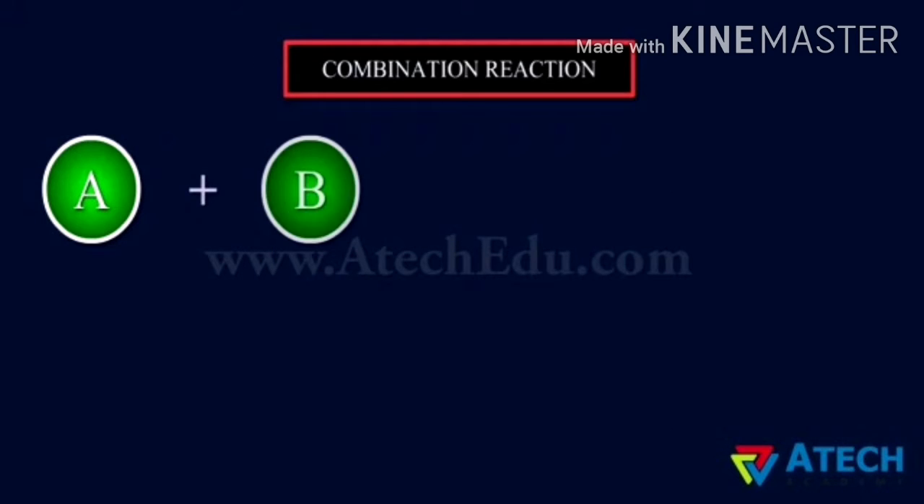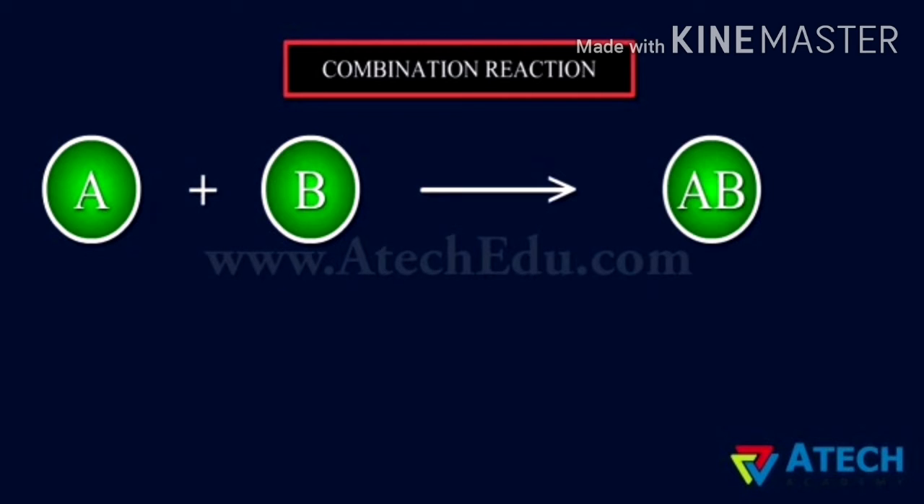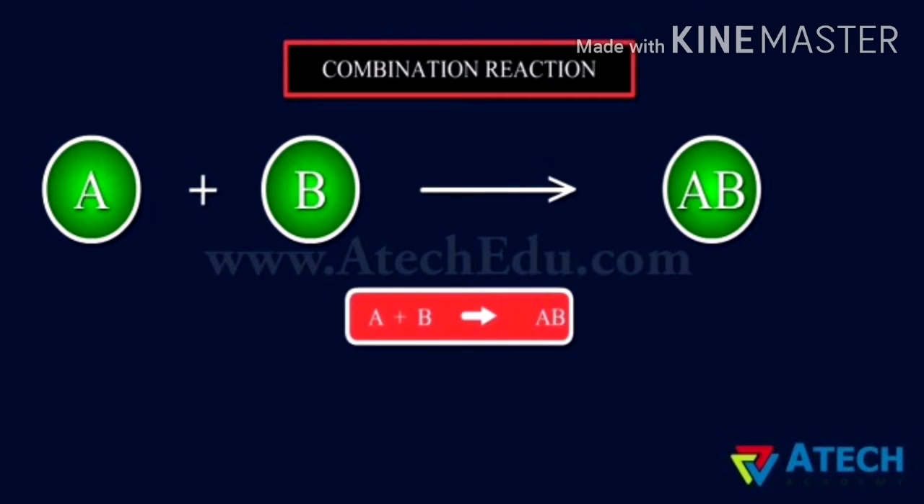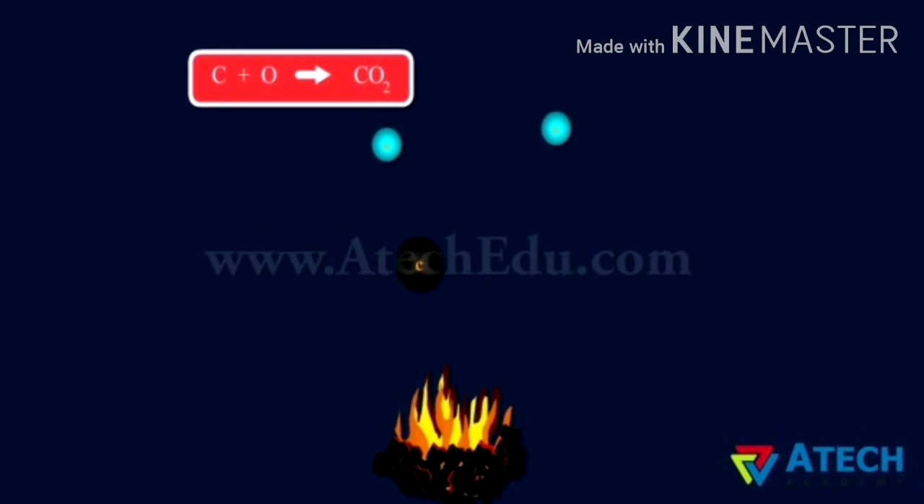So, combination reaction. Combination reaction is a reaction when two or more reactants combine together to form a new single product. The general form of a combination reaction is A plus B gives AB. The reactants A and B can be two elements, or they can be an element and a compound, or they can be two compounds combining together to form a single new compound.